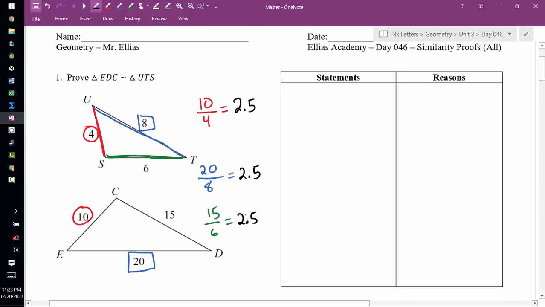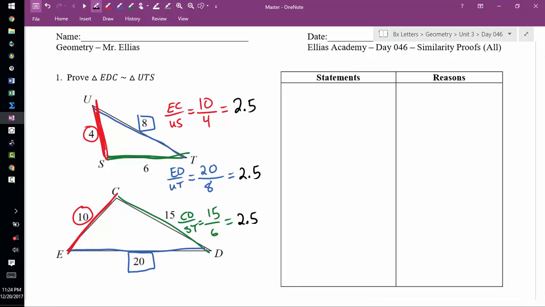And I want to be thorough, so I'm going to explain to them where these ratios came from. 10 was the side EC, and we took that side and we divided by the corresponding side US. And I'm going to just do the same thing for the blues. My 20 was side ED, and that was getting divided by side UT. I was comparing those. And last, my green sides, 15 was CD, and ST was the corresponding side.